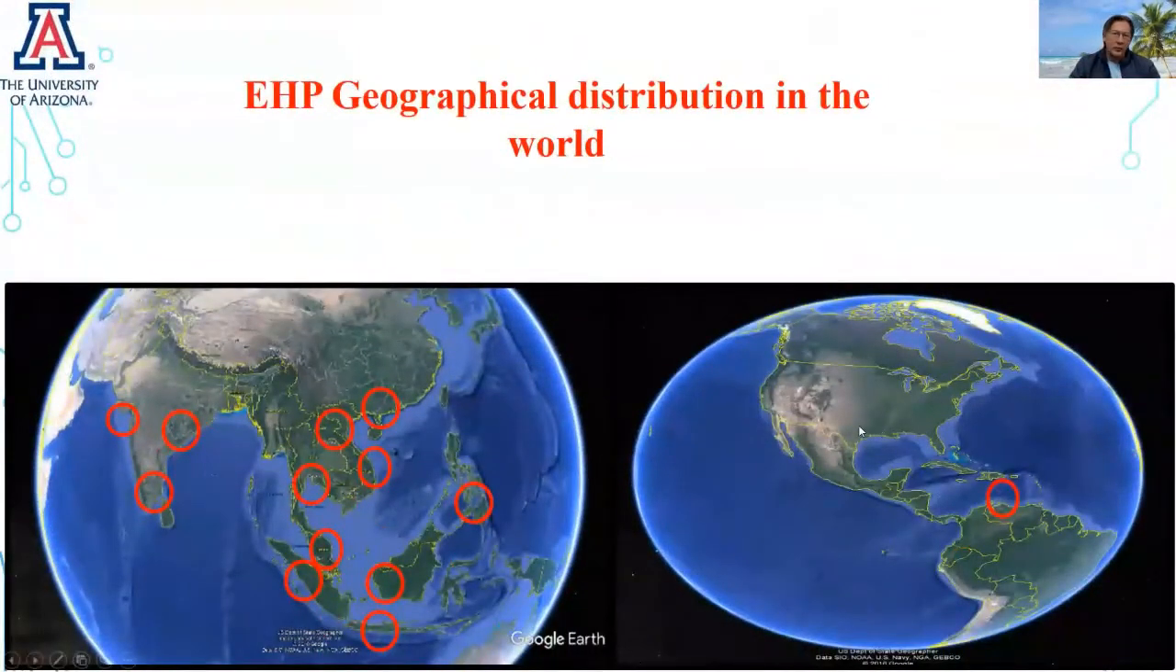The geographical distribution of EHP, here you can see the red circles. Basically, these are Southeast Asian countries where EHP has been reported, pretty much most of the important shrimp farmers.